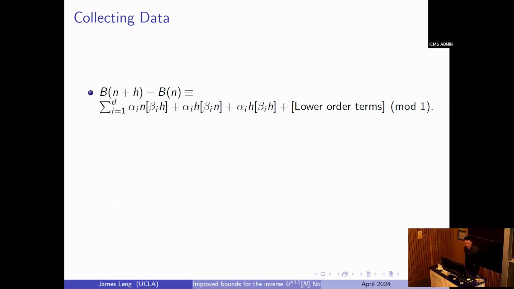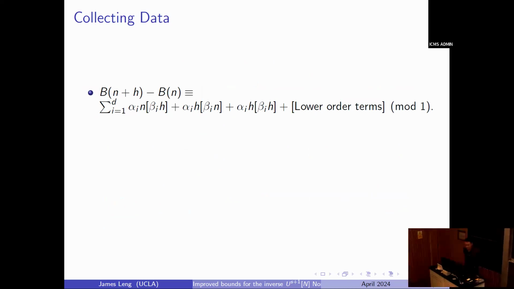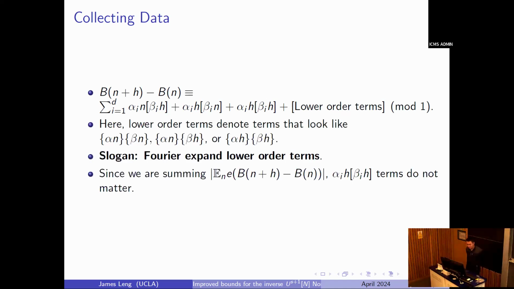So basically, using these terms, maybe a summary is that I have b of n plus h minus b of n. I could write that as a sum of a bunch of bracket polynomials. Just use the distributive property, and then you have to add a bunch of terms to the end, which are products of two curly bracket lower order terms. Then what you do is you just Fourier expand all these lower terms, like I did, and you'll lose something with exponent polynomial.